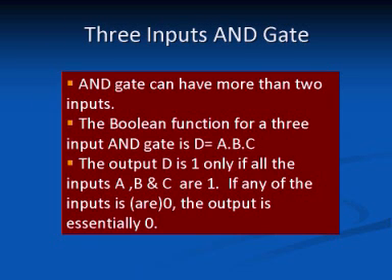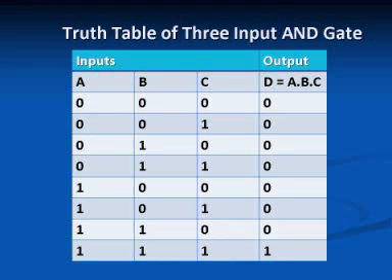Similarly, for a 3-input AND gate, the Boolean function is D equals A into B into C. The output D is 1 only if all the inputs A, B and C are 1. If any of the inputs is 0, the output is 0. Now let's describe the truth table of the 3-input AND gate.